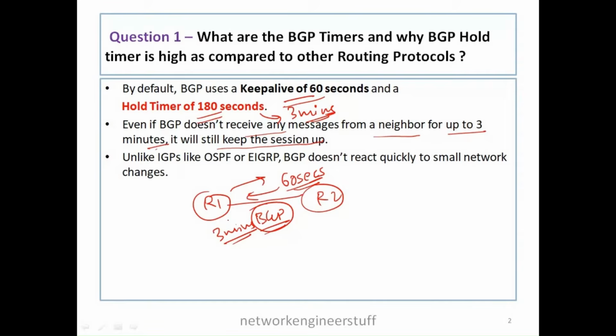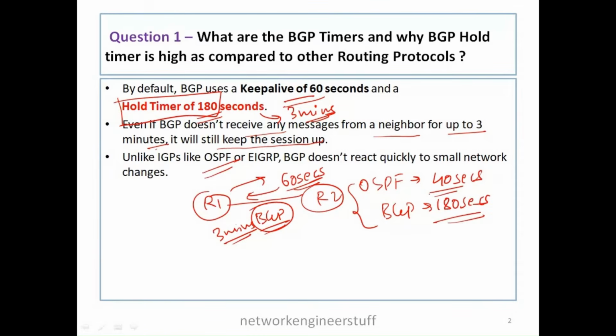But now the question is: why is the hold time 180 seconds? We compare it with, let's say, OSPF. In OSPF, the dead timer is 40 seconds. But in BGP, it is 180 seconds. So if we compare this, there's a big difference. 40 seconds and 180 seconds, a big difference.